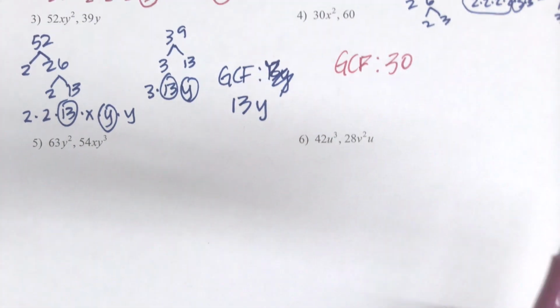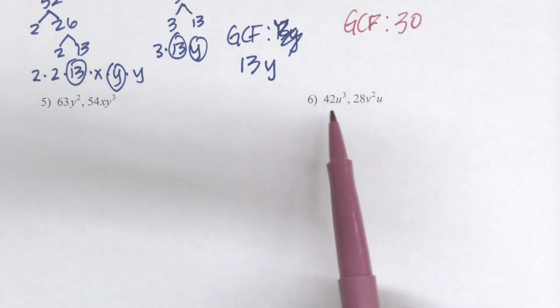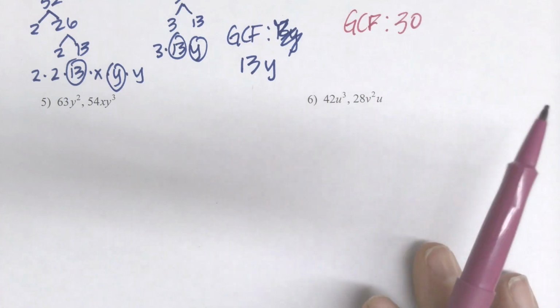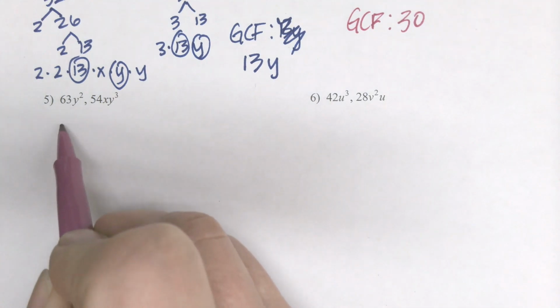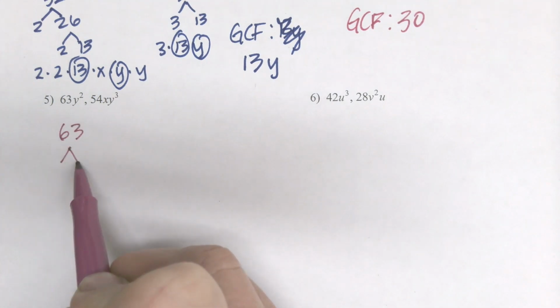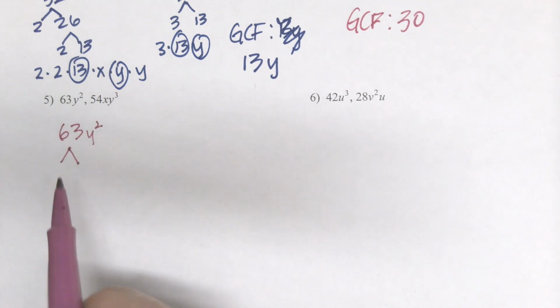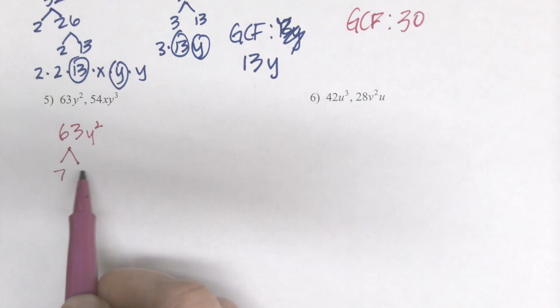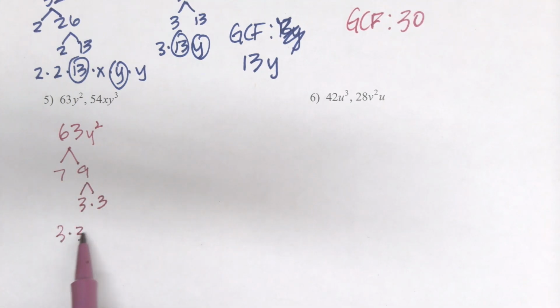Sometimes it seems like it's obvious, but it's not. You know, clearly 2 goes into both of these in problem number 6, but that doesn't mean it's the greatest number that goes into both of them. So I'm going to do 63, break that down. Don't forget the y squared on the end. The 63 is 7 times 9, and that's 3 times 3. So I have 3 times 3 times 7 times y times y.